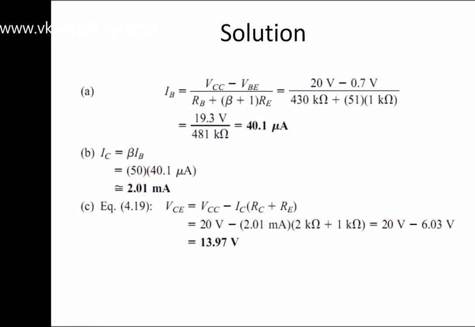Now VCE voltage is equal to VCC minus IC whole into (RC plus RE). This RE is an extra resistance which we are getting in case of emitter bias configuration. So put the value: 20 volt VCC minus 2.01 IC, which has been calculated already. RC is 2 kilo ohm and RE is 1 kilo ohm, which gives 13.97 volt.